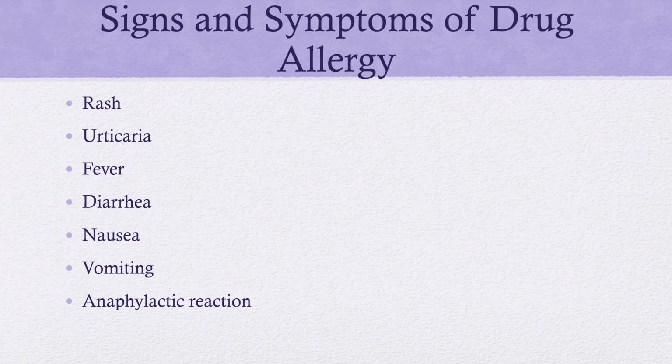So what are some common signs and symptoms of drug allergies? We can think about rash, urticaria, which are hives, fever, diarrhea, nausea, vomiting, and then we can have anaphylactic reaction where two systems are involved in that allergy.